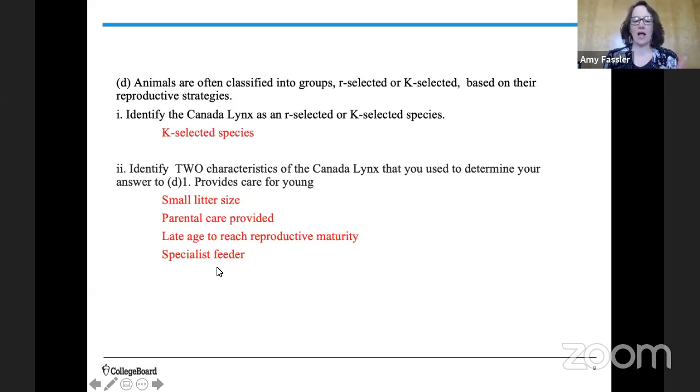They have a small litter size. They provide parental care. They have a late age to reach maturity. They have to wait that whole first year; they're not right away going out and reproducing. And they tend to be a specialist feeder versus a generalist. Remember that with R and K strategists, we tend to be able to classify animals into one, or plants into one strategy or another, K selected or R selected, but some animals may have characteristics of both. I don't think they'd give us a confusing situation like that on an exam.